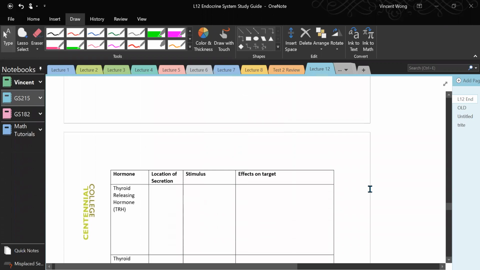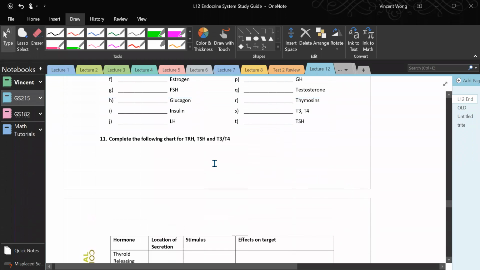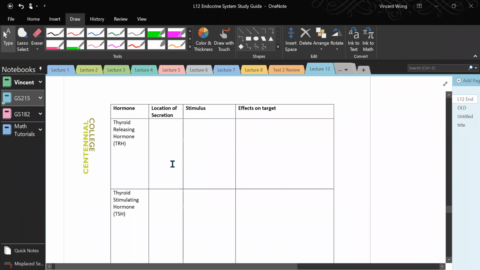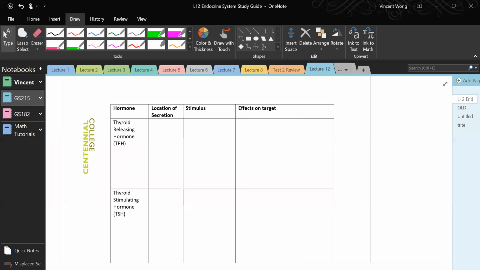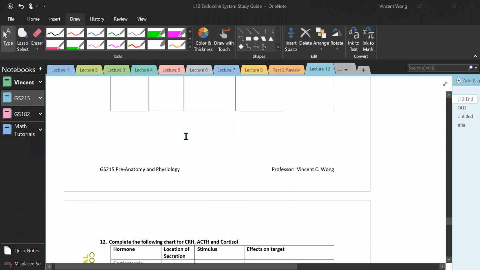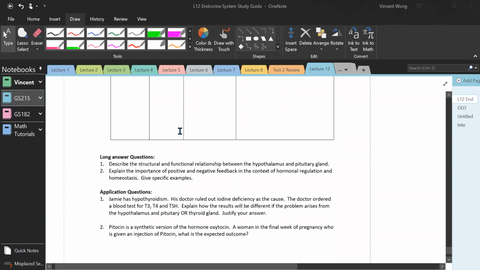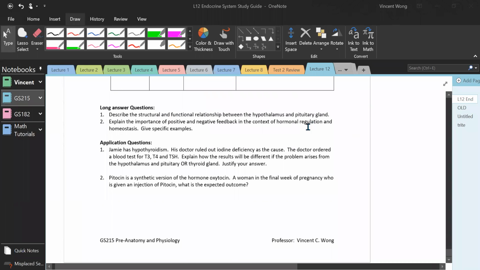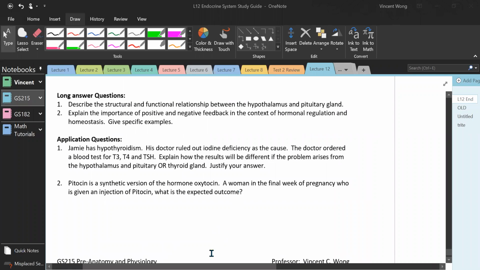Moving on. Complete the following chart for TRH, TSH, and T3 and T4. Have I done this in the lecture recording? I don't remember. Anybody who has watched the recording, can you tell me if I have done these charts in the recording? I have, right? Okay, great. So I'm not going to do that. All these charts, you can see them in the recordings. Let's take a look at some of the application questions.